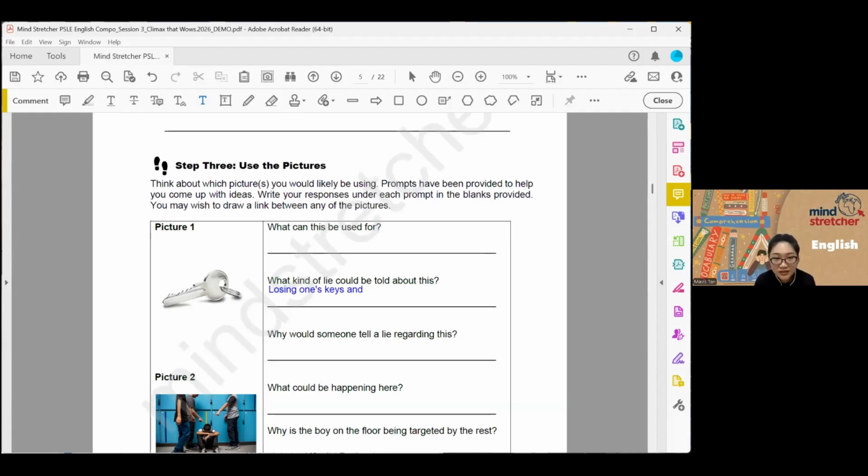You lost your keys and you lied that you kept the key well. Maybe. Okay, so you don't want to get a scolding. So you're like, oh yeah, I still have my keys. But actually, I don't know where they are. Okay, possible.